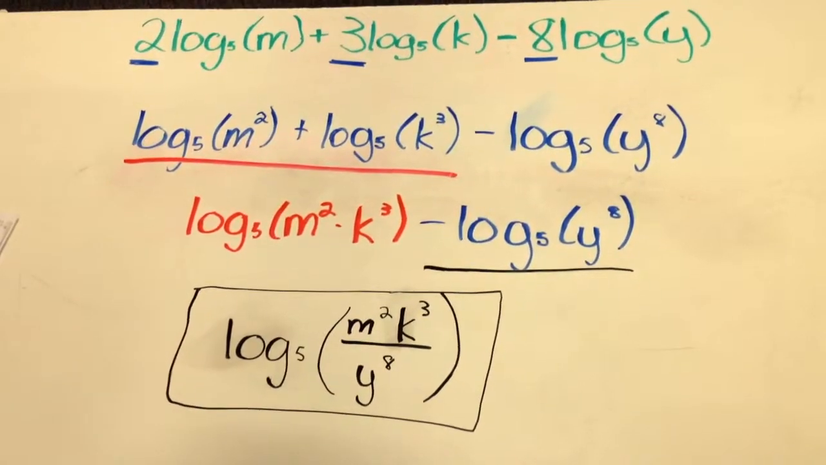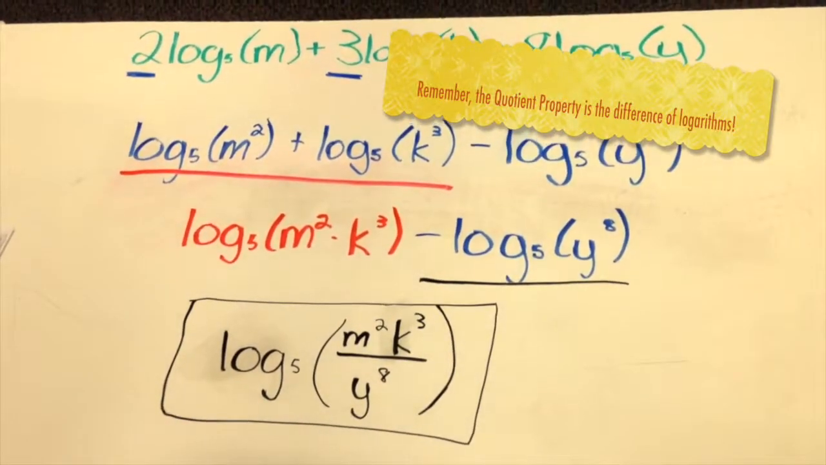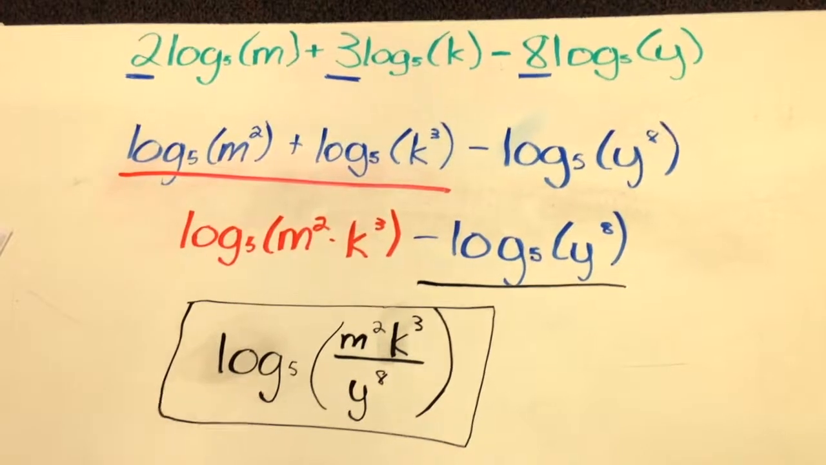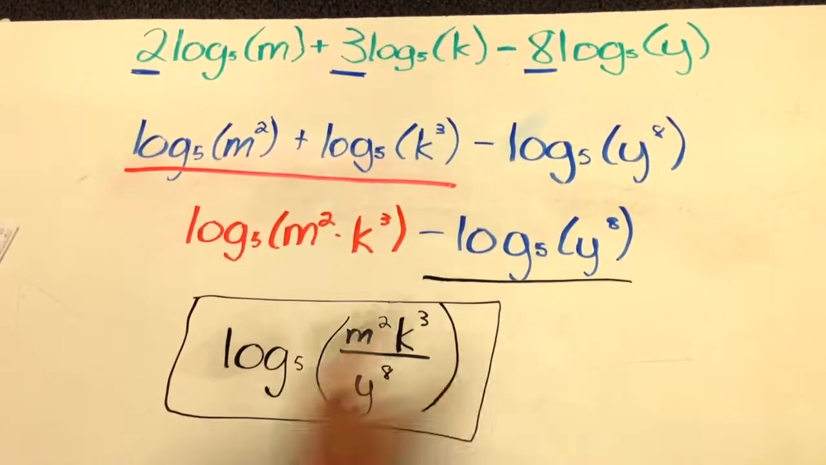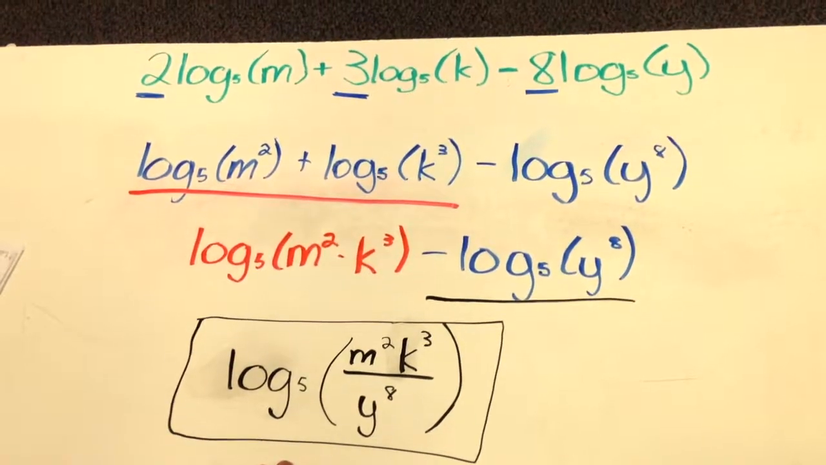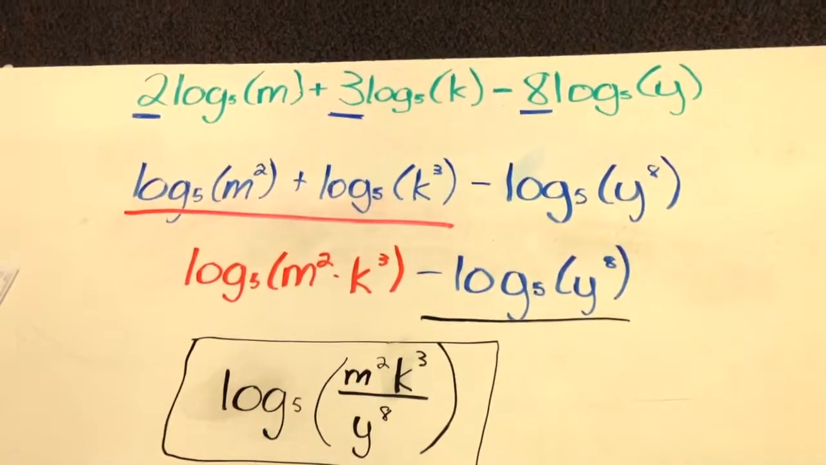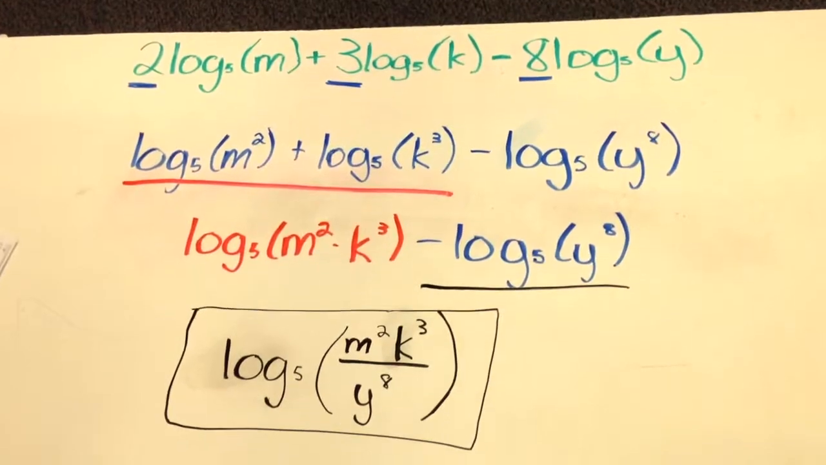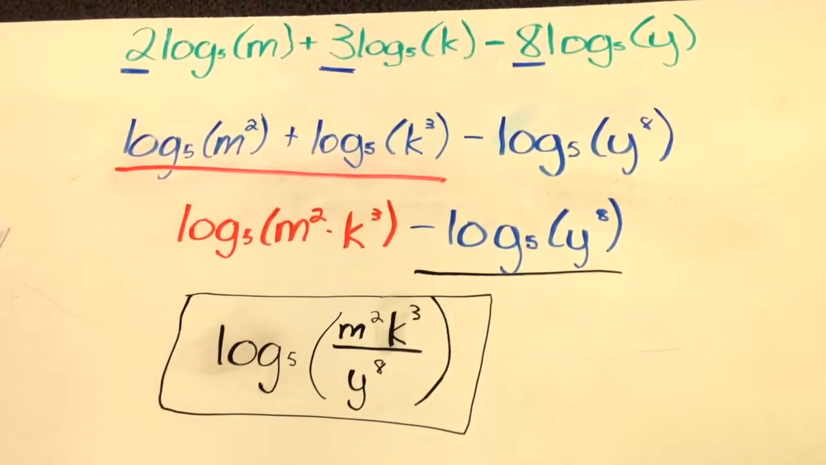The last step is to use the quotient property. We use the quotient property to take care of the subtraction sign, which is underlined right here. And now we have our final logarithm, log base 5 of m squared times k to the third over y to the 8th. Notice how it is now a single log.